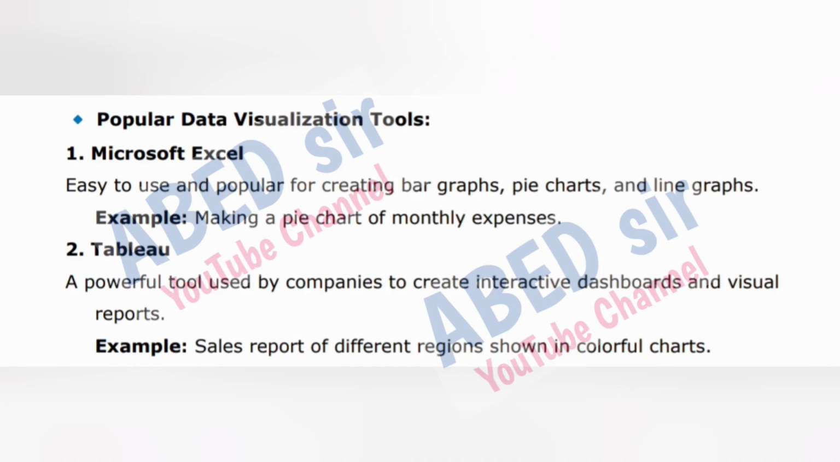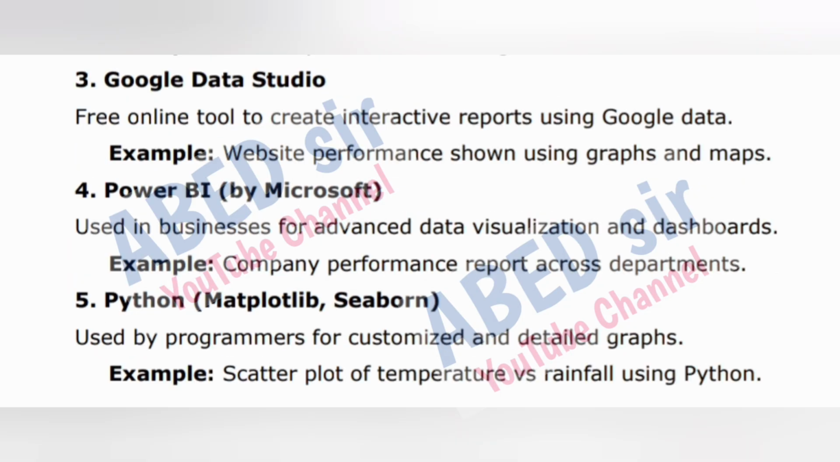1. Microsoft Excel. Easy to use and popular for creating bar graphs, pie charts, and line graphs. Example, making a pie chart of monthly expenses. 2. Tableau. A powerful tool used by companies to create interactive dashboards and visual reports. Example, sales report of different regions shown in colorful charts. 3. Google Data Studio. Free online tool to create interactive reports using Google data. Example, website performance shown using graphs and maps.